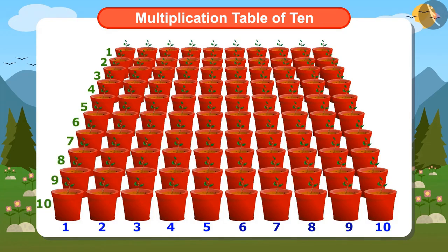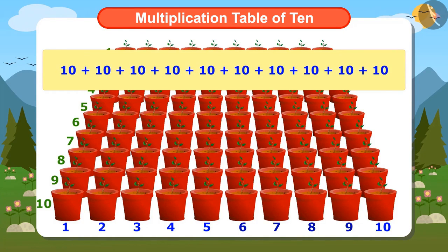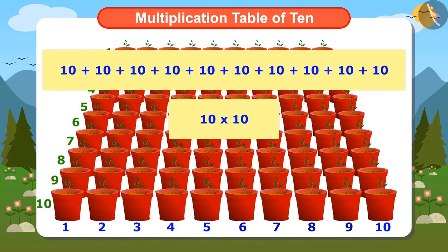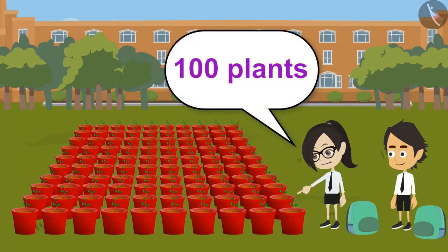10. So to find out how many plants are there, we will add 10 times 10. Or else, we will multiply 10 by 10. To know this, we use the multiplication table of 10. 10 times 10 is 100. So I said that a total of 100 plants are kept here.